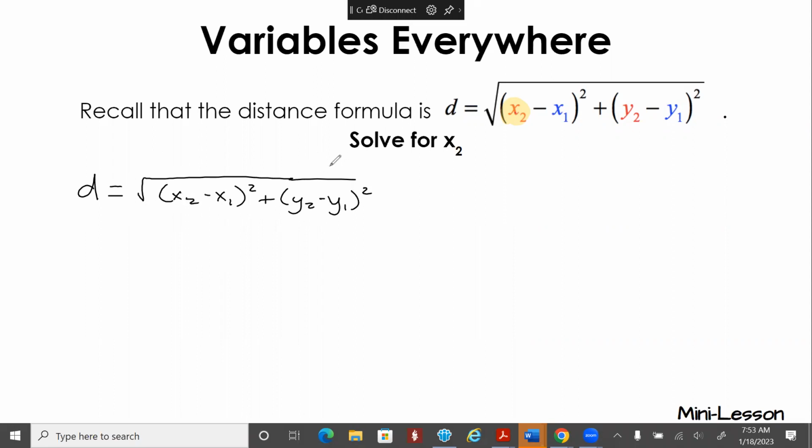But this is underneath this radical. So what do we do to get rid of the radical? Square both sides. So this is going to give me D squared equals, this now drops the radical, x2 minus x1 squared plus y2 minus y1 squared. Now we still want x2 by itself. It's attached to this y junk over here. In order to get rid of that, we can move that to the other side. So we're going to subtract that whole thing and move that guy to the other side.